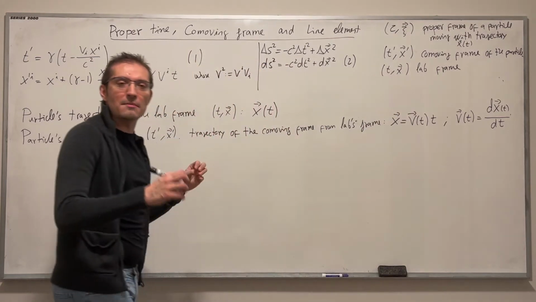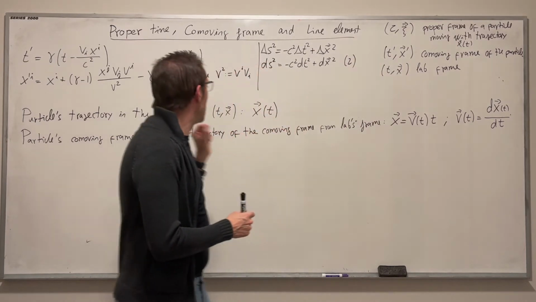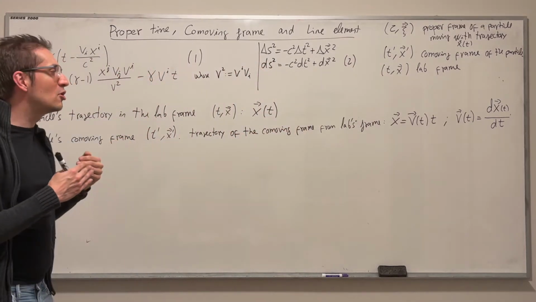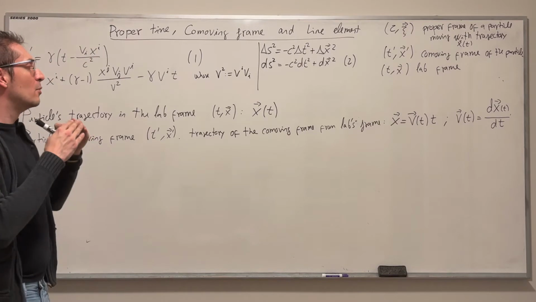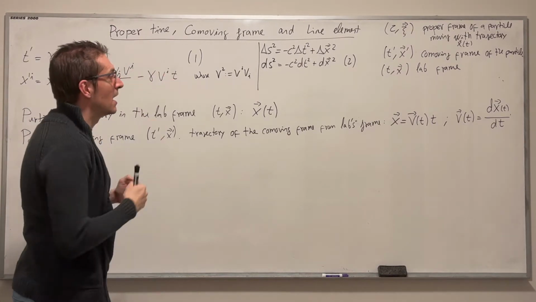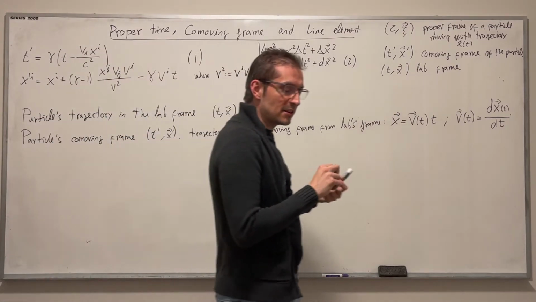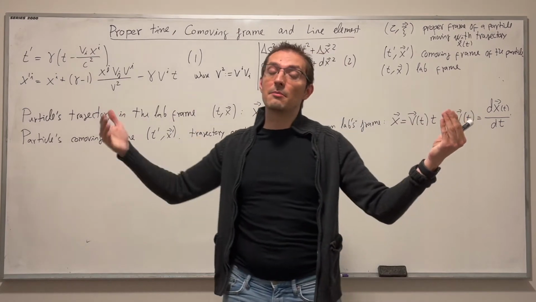Now the comoving frame is inertial. The proper frame is non-inertial. The comoving frame is inertial. But it so happens that at every point the proper frame and the comoving frame are the same instantaneously. So this is interesting because it means that if something is moving inertially, the comoving frame is the same as the proper frame.